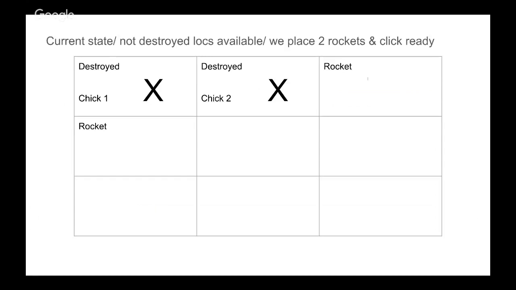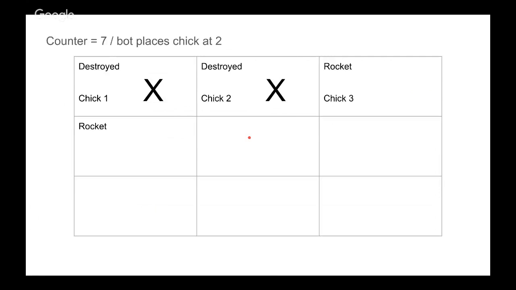The next turn is again ours to attack, and we know that these 2 locations are already destroyed. 2 chicks are destroyed. Now we put our rockets in the next 2 available locations, and now we rig the game. We make the bot put its next 3 available chickens in this location, and this location, and that is exactly what we do in the next 3 iterations of the random number call. So chicken 3 gets placed here, chicken 4 here, and chicken 5 here.